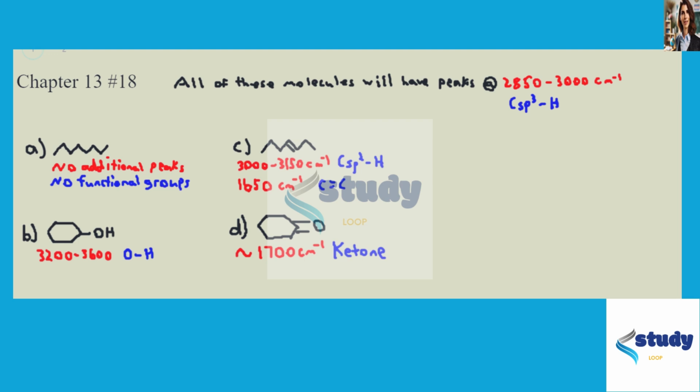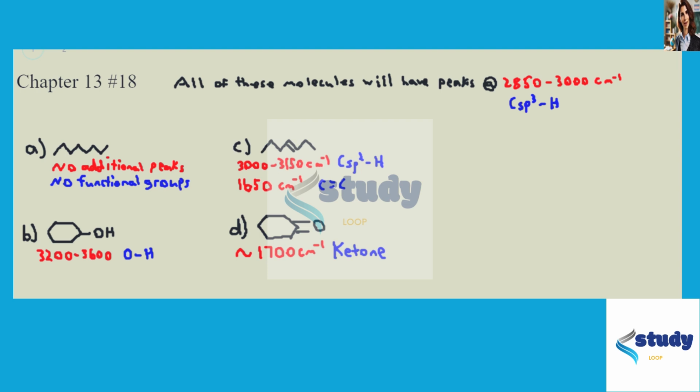This is the answer to Chapter 13, problem number 18 from the Smith Organic Chemistry textbook. And this problem is asking us to look at 6 molecules and to predict what kinds of IR signals we're going to see. To start, each of these molecules has C-sp3-H bonds, sp3 carbons bonded to hydrogens. And so all of these molecules are going to have peaks at 2850 to 3000 wave number.